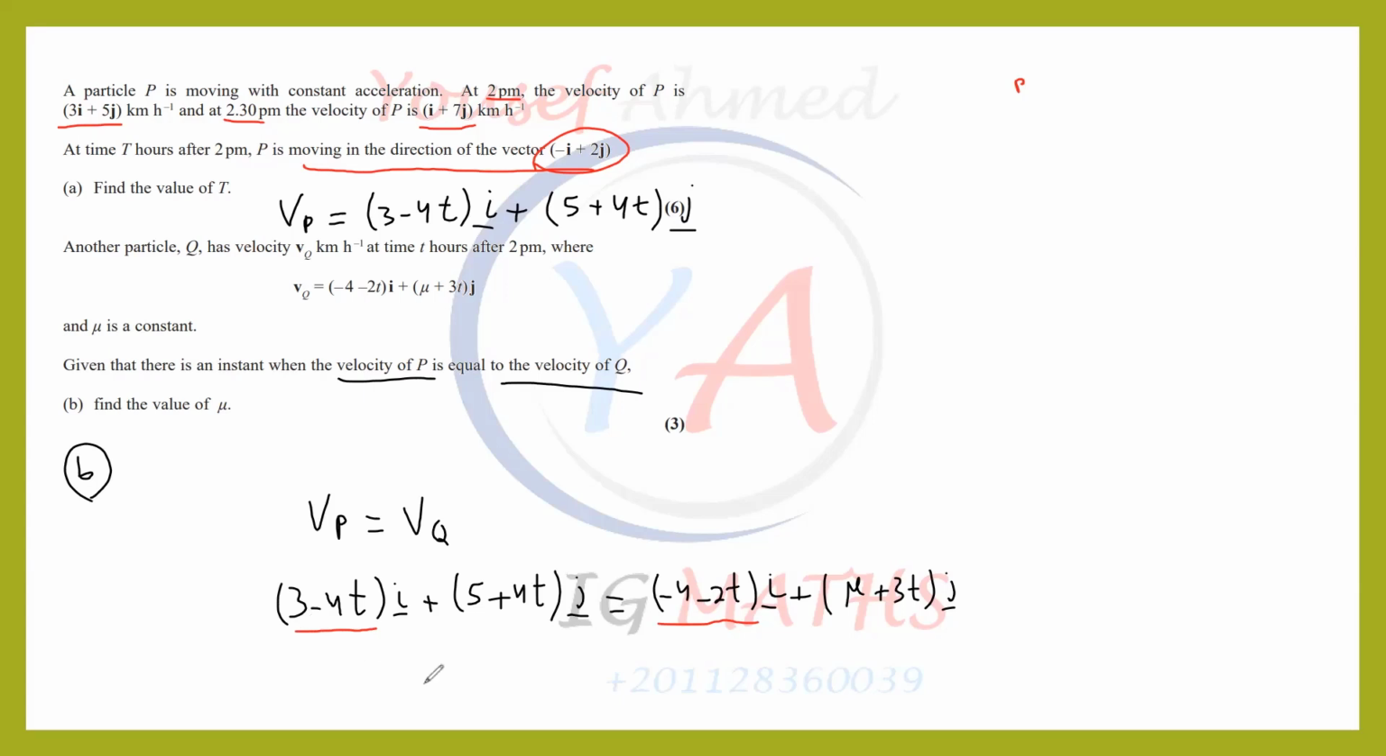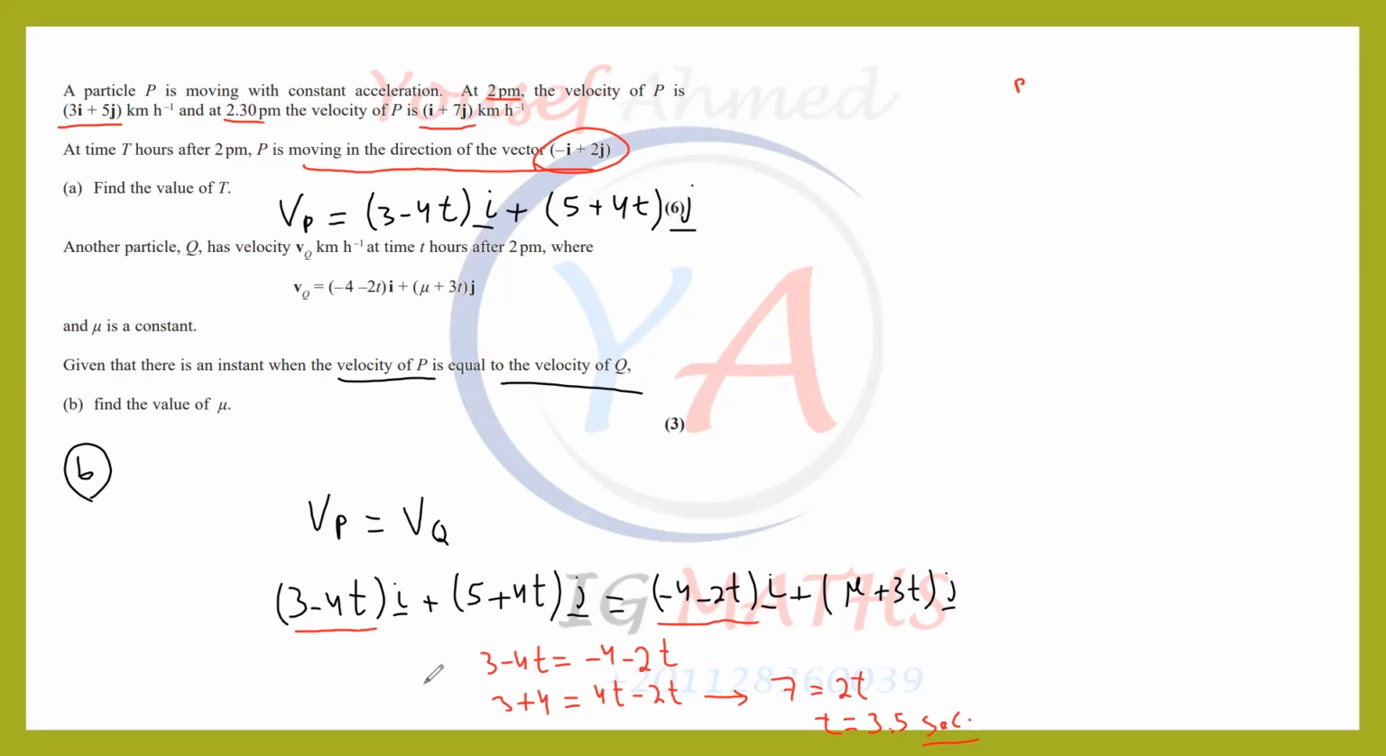So what we will do is I'm going to equate the i components together to get the value of t. After how much time the two velocities will be the same. So here it will be 3 plus 4 is equal to 4t minus 2t. So it leads to 7 is equal to 2t. So time is 3.5 seconds. So after 3.5 seconds, the two particles will have the same velocity.